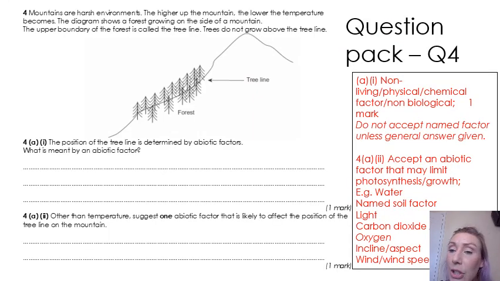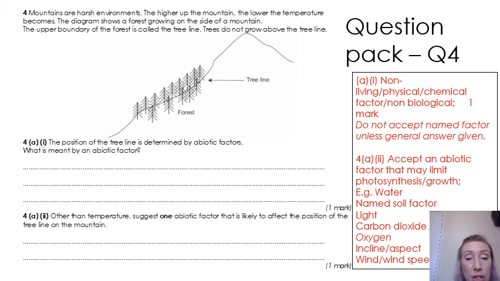Okay, so we've got question 4 in your question pack. If you pause here, obviously I can see the mark schemes there, just ignore the mark scheme, have a go at the question and then pop back. Okay, so we've got mountains are harsh environments. The higher up a mountain, the lower the temperature becomes. The diagram shows the forest growing on one side of the mountain. The upper boundary of the forest is the tree line. Trees do not grow above that.